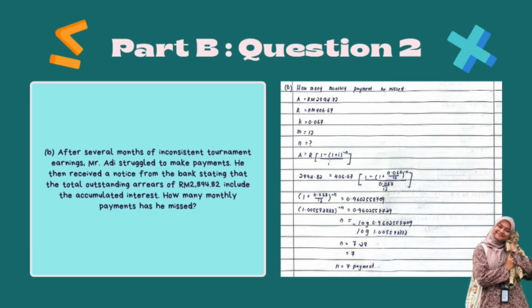To find the n, we need to use the A formula, and we can put all the information that we have into the formula, but in this case we need to use log. After the log equation, we have an answer, which is n is 7 payments, so Mr. Adi needs to make 7 payments to complete his outstanding bank payment.